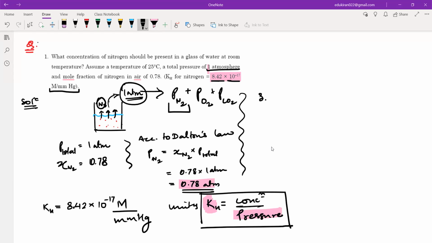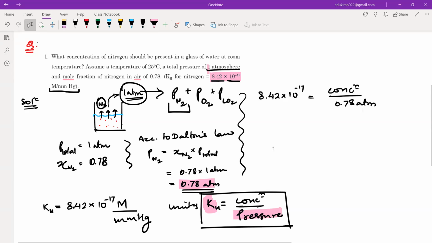So what is KH? It is equal to 8.42 into 10 to the power minus 17. This will be equal to concentration, in terms of moles per liter, divided by pressure. What is pressure given here? 0.78 atm, है ना? अच्छा, now there is one more thing, एक दिक्कत यहाँ पे आपके पास ये होगा, उसको हम लोग कल ये कर लेते हैं. 1 atm is equal to 760 mmHg. Okay, 760 mm of Hg.